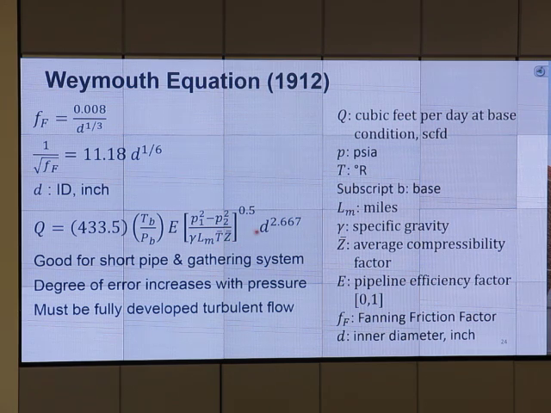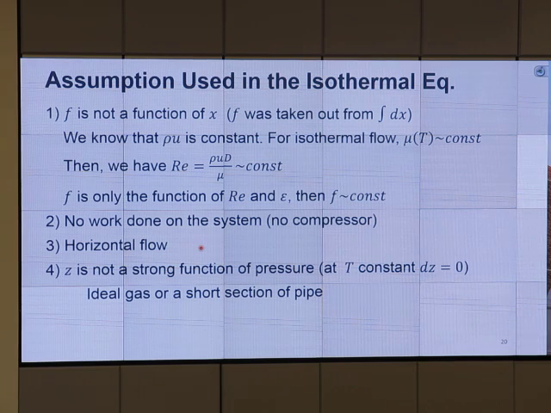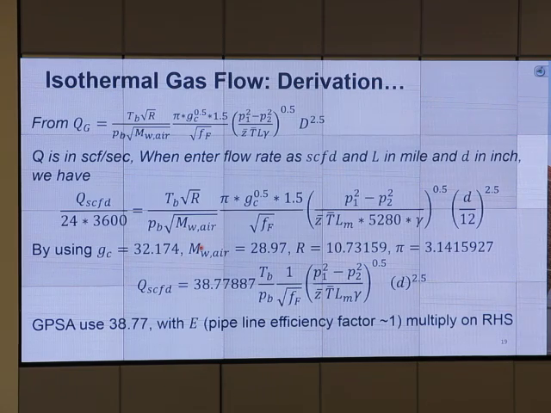D, this small d, is inch. L sub m is in miles. That's L sub m. And 1 mile is 5,280 feet. That's 1 mile.